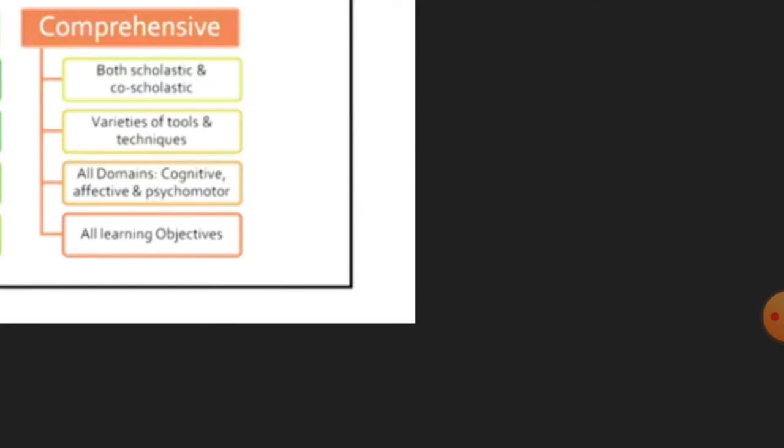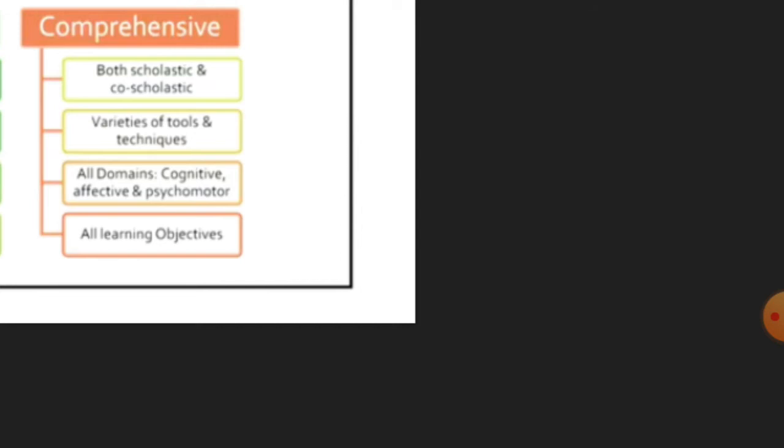So all-round development means all the domains: cognitive domain, affective domain, and psychomotor domain. You know there are three domains in every individual according to psychology: cognitive domain, affective domain, and psychomotor domain. So development of all these domains is called all-round development.